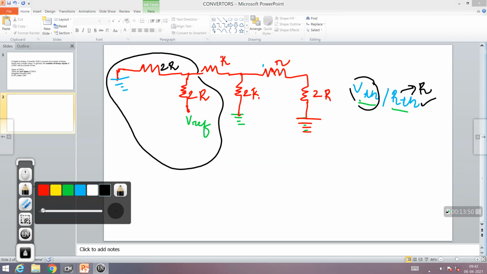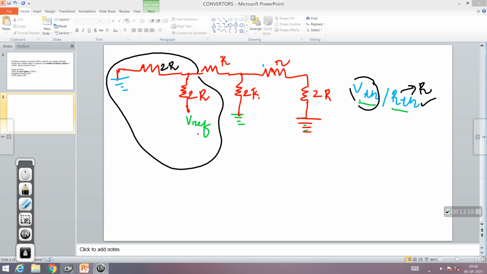To find VTH, this is my same original network. You know that your MSB is connected to Vref. Bit 1 is grounded and bit 0 also is grounded. So your job now is to find the voltage experienced at this point because of this network when I give a combination of 0, 0, 1 at these 3 input points.